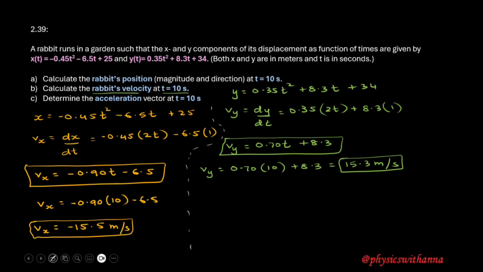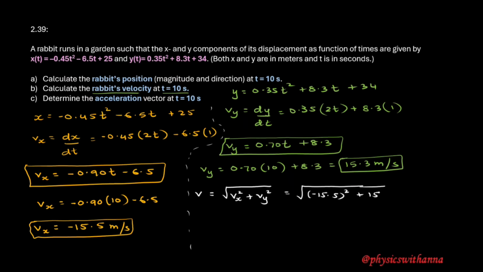After we find the x and y component of velocity, now we will find the magnitude of final velocity at 10 seconds. So we get v to be equal to square root of Vx squared plus Vy squared, which is equal to square root of negative 15.5 squared plus 15.3 squared. So we get velocity v to be equal to 21.77, which you can round off to 21.8 meters per second. So this is the magnitude of velocity.